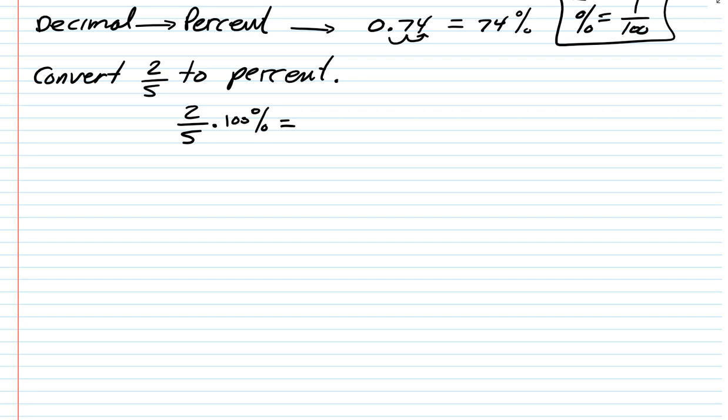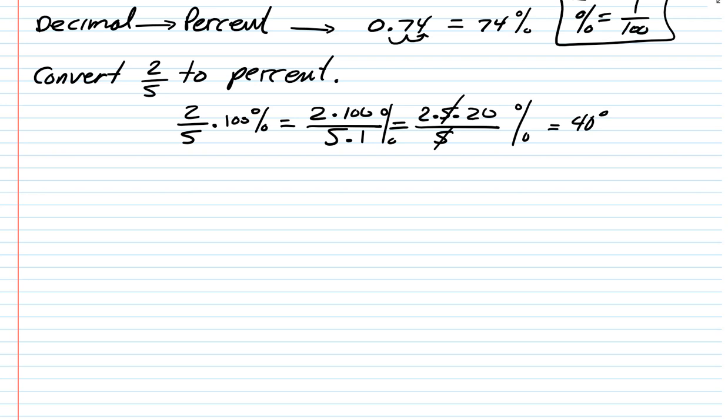And then I can do this. I can go 2 times 100 divided by 5 times 1. And then I can simplify 2 times 5 times 20 divided by 5. And of course, got to remember the percent or the whole thing is incorrect. Okay, that's going to be 40%. So that's one way to do it.